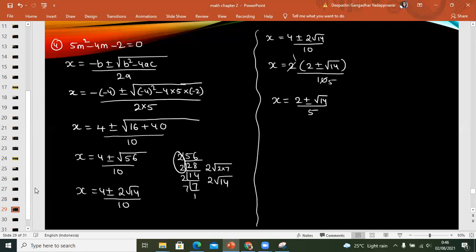Let us separate this with positive and negative sign. 2 with plus root 14 divided by 5, and the next solution is 2 with negative root 14 divided by 5. Okay, so let's solve question 5.